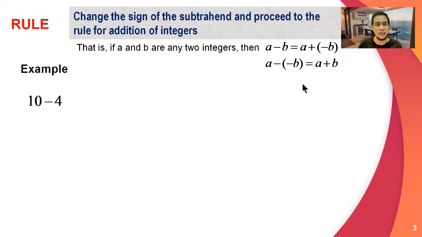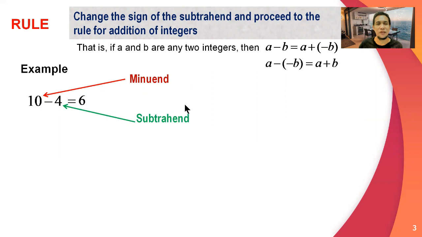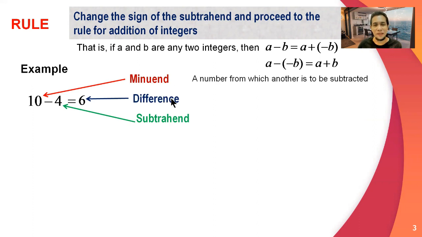10 minus 4. This is very obvious that the answer is 6, right? The answer is 6. We identify 10 as the minuend. And what about 4? This is the subtrahend. And 6 is called the difference. But what is minuend? A number from which another is to be subtracted.